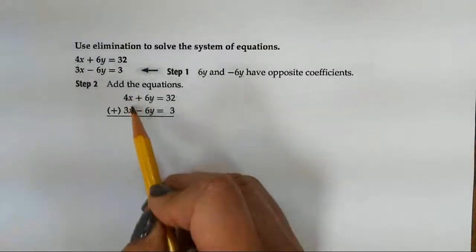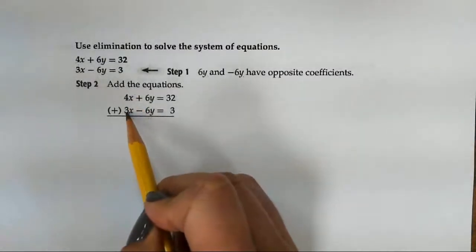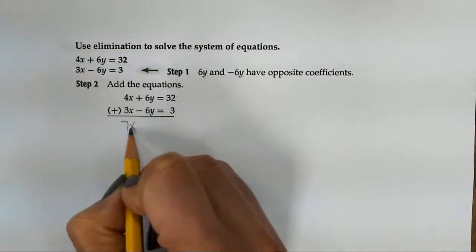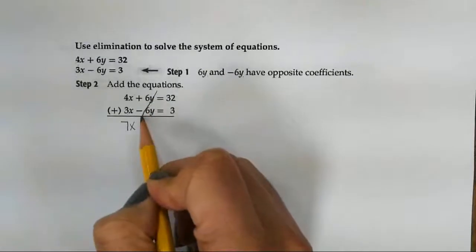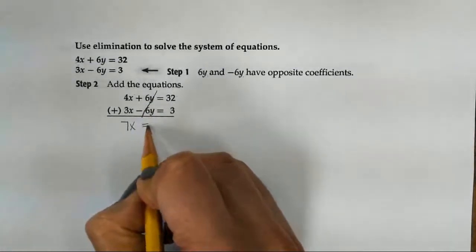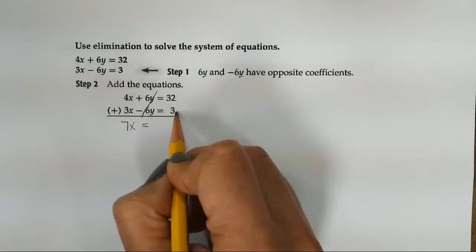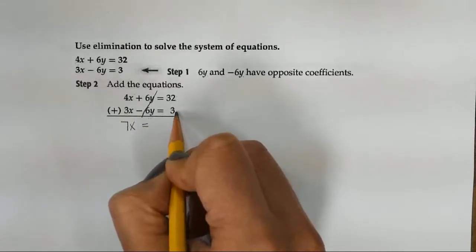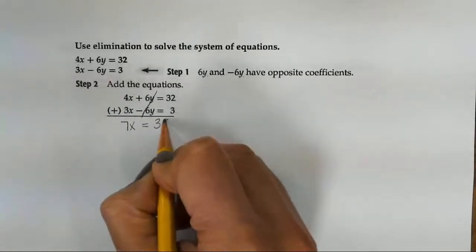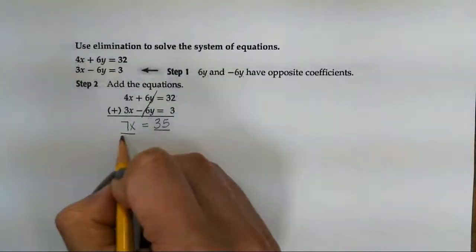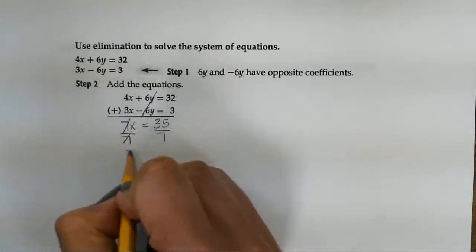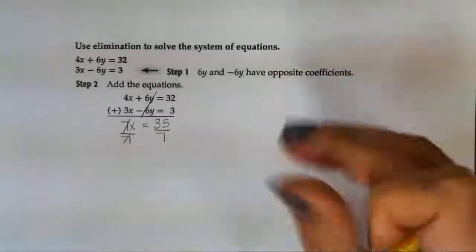Okay, so you see if we add this going straight down, 4 plus 3 gives me 7. 6y minus 6y cancels out completely because it gives you 0. And then 32 plus 3 gives you what? 35. Okay, so you see there that you already canceled out one of your variables. It's so much easier than the substitution. So now divide both sides by 7 to get that x by itself. And then you have x is equal to 5.